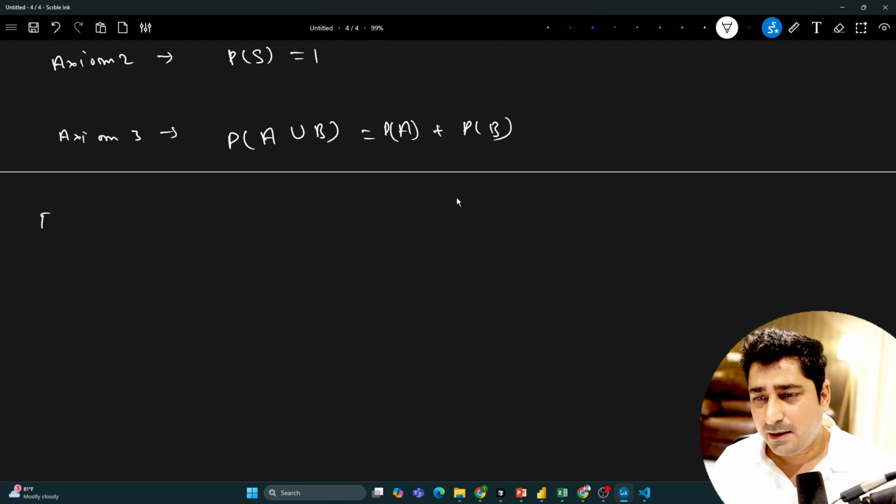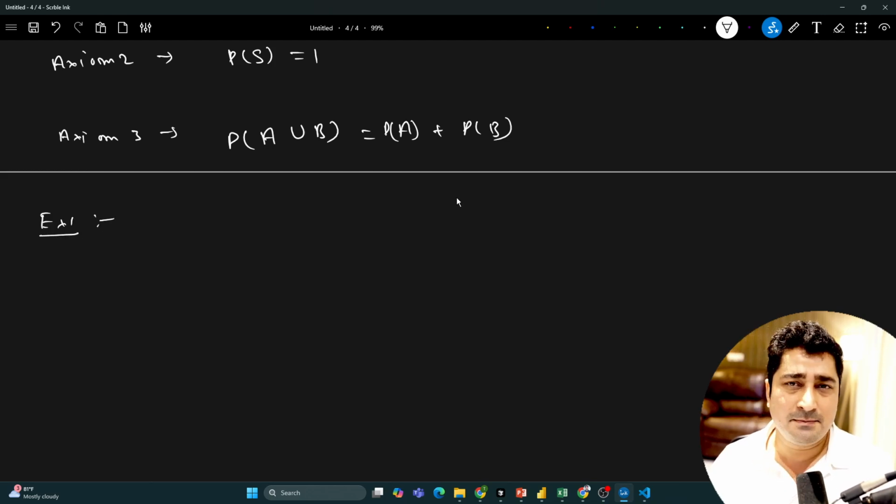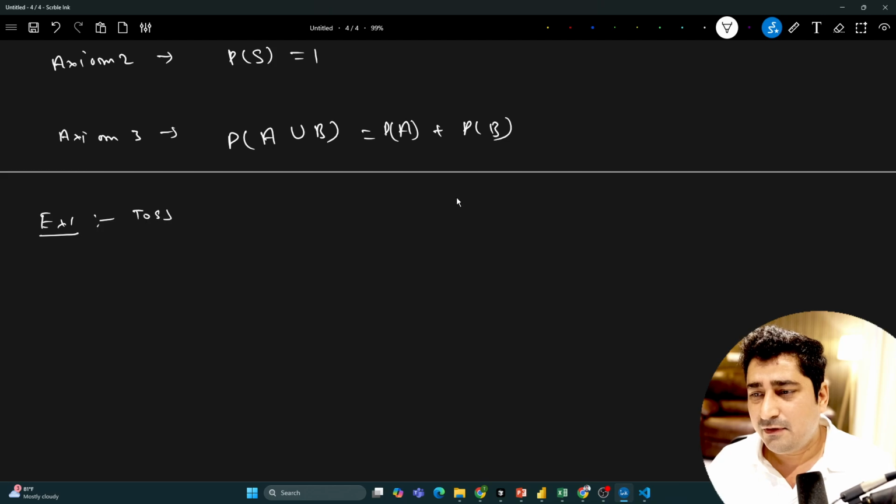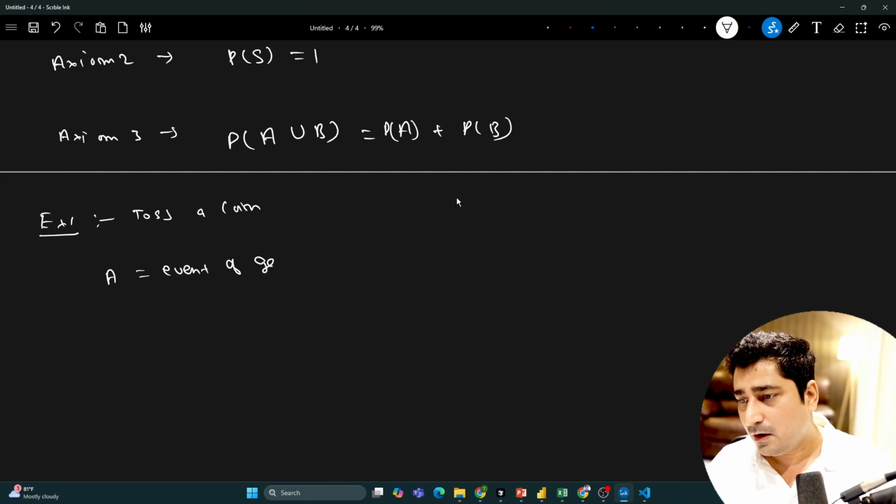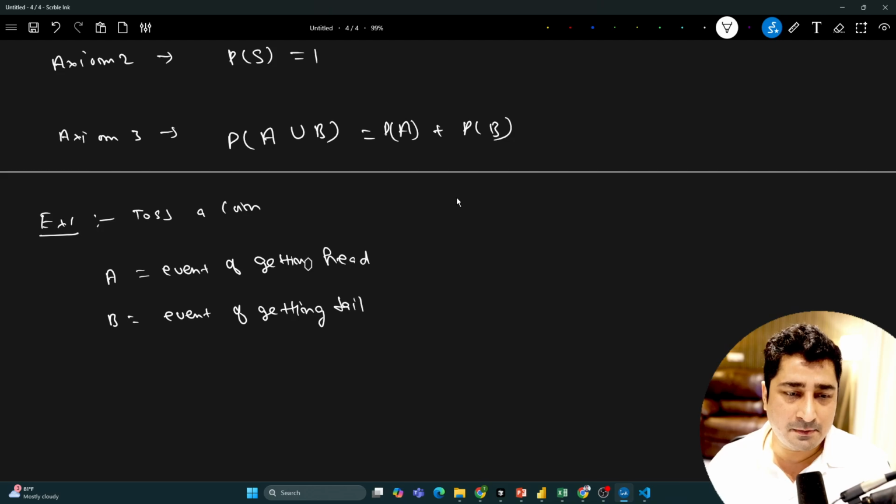So here, example number 1, I would like to give you with respect to a simple coin operation. Let's suppose I'm going to toss a coin. Let's suppose A is the event of getting head, and B is the event of getting tail. What is the probability? Because these two events are mutually exclusive. It's not like when head is occurring, tail will occur, or when tail is occurring, head will occur. No, not like that, right?